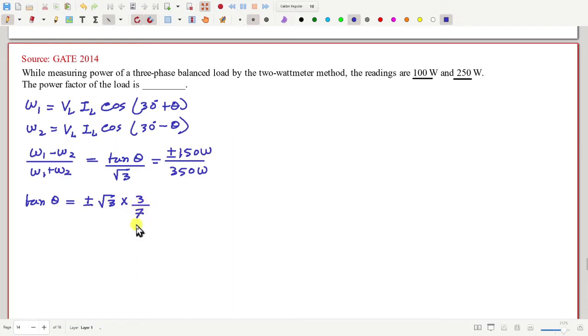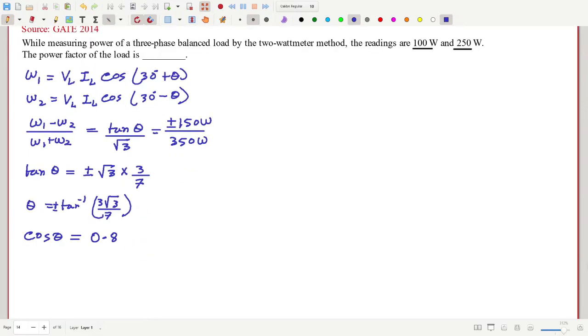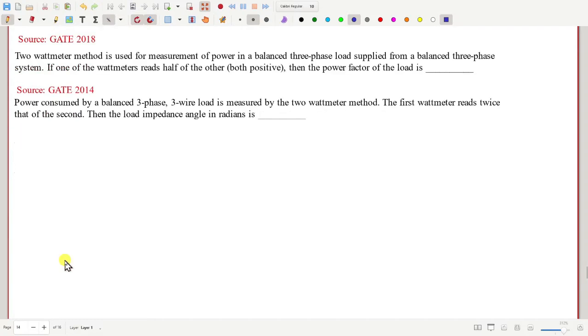Now tan theta, with tan 30 being 1 by root 3, will be plus or minus root 3 times 15 by 35, that means 3 by 7 root 3. So from this you can calculate theta, tan inverse of root 3 by 7, with a plus minus ambiguity. However, since we need cos theta, it doesn't matter whether we have plus or minus. If you calculate, you will get 0.8. Any question here? No? Okay, fine.